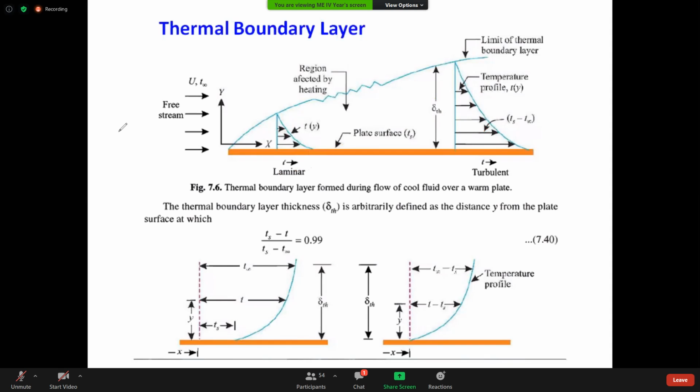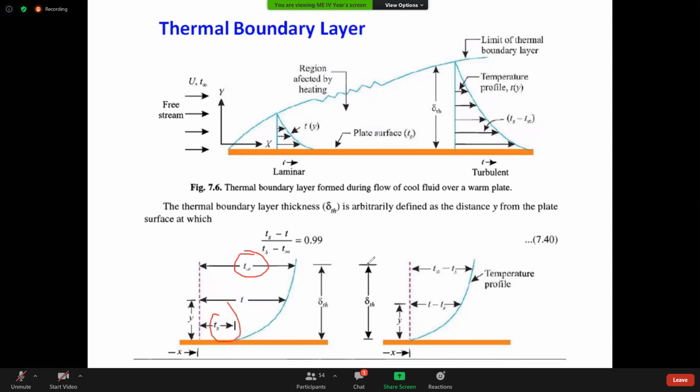Thermal boundary layer thickness means the distance away from the surface where the temperature attains 99% of the free stream value, just as for velocity: 99% of free stream velocity and 99% of free stream temperature. Not exactly equal to the free stream velocity, but 0.99 times, whereas it could be exactly equal in the ideal case. That is the difference. See the temperature profile: T infinity, and this is the surface temperature.